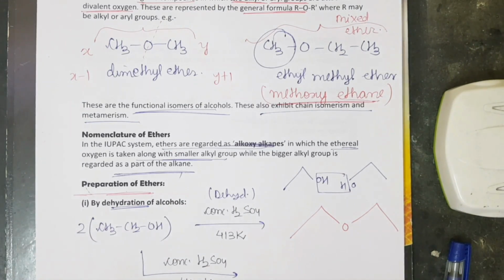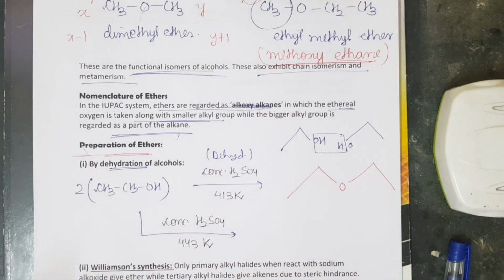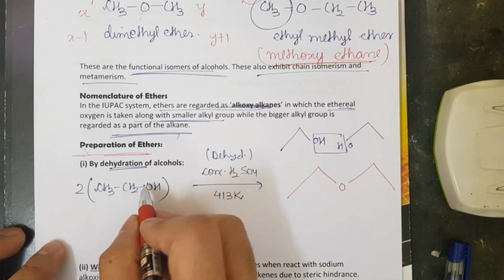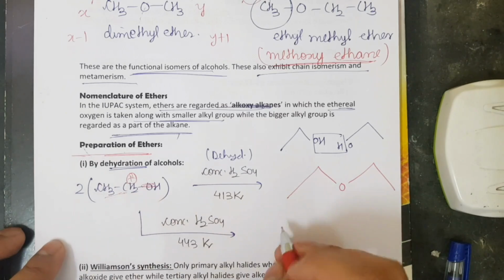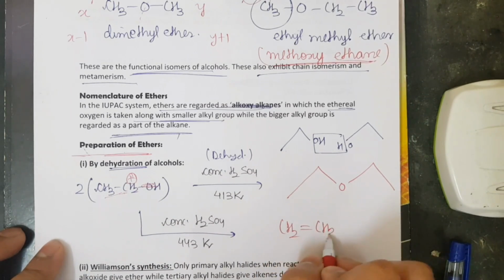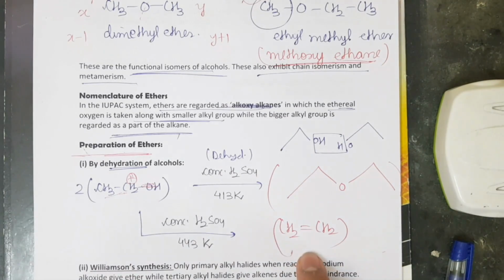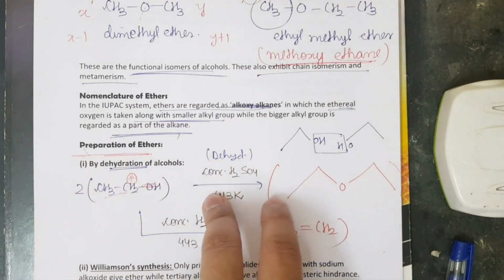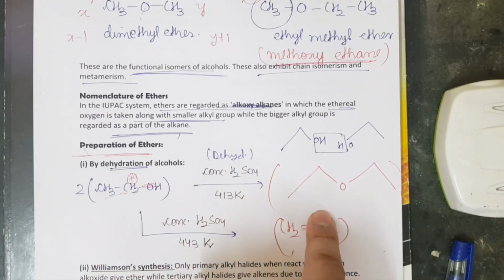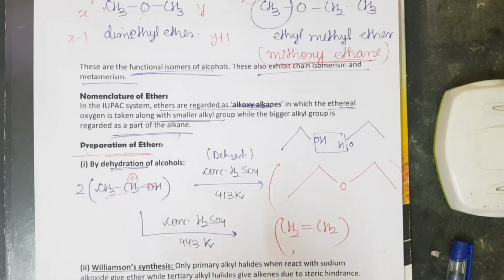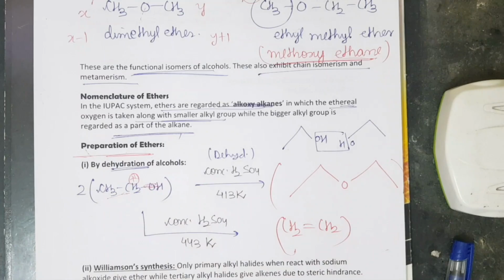But if I take concentrated H2SO4 at 443 Kelvin, that is the higher temperature, protonation happens here, giving the formation of a plus charge. Okay, and finally the H plus is removed, giving the formation of CH2 double bond CH2. So you can understand the difference, which I have already discussed in dehydration: whenever we have concentrated H2SO4 at a lower temperature, that is 413 Kelvin, we get the formation of an ether. But if we take concentrated H2SO4 at 443 Kelvin, we get the formation of an alkene.